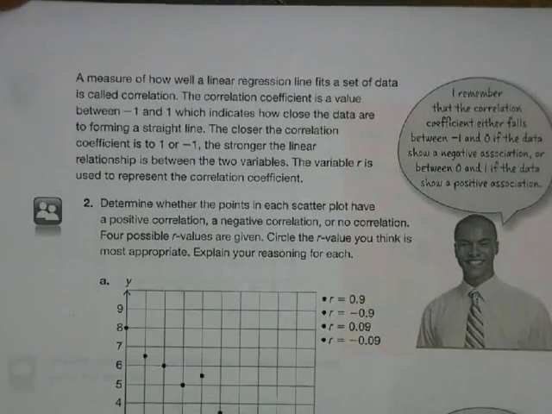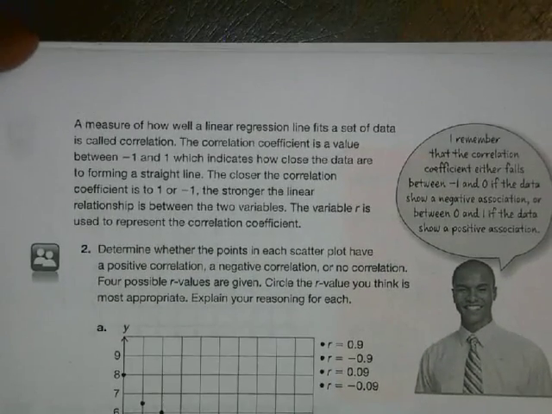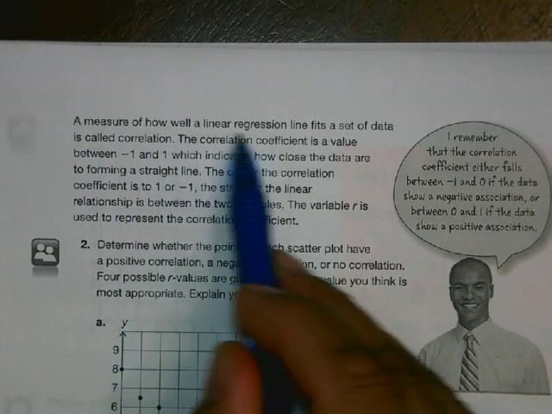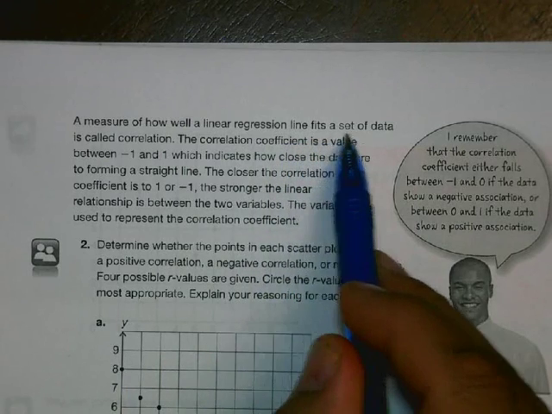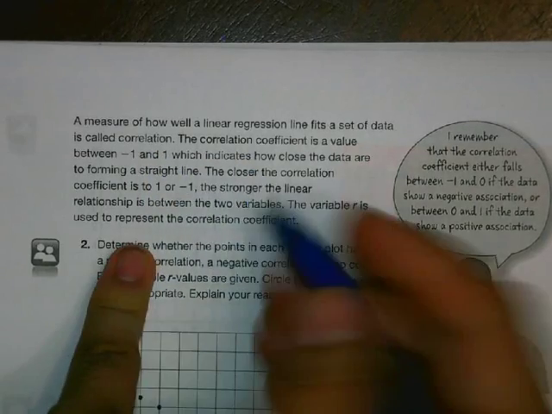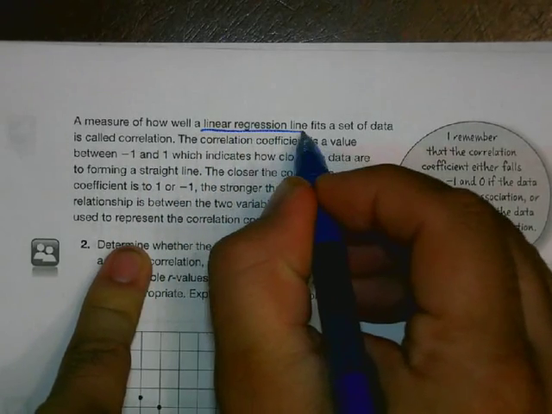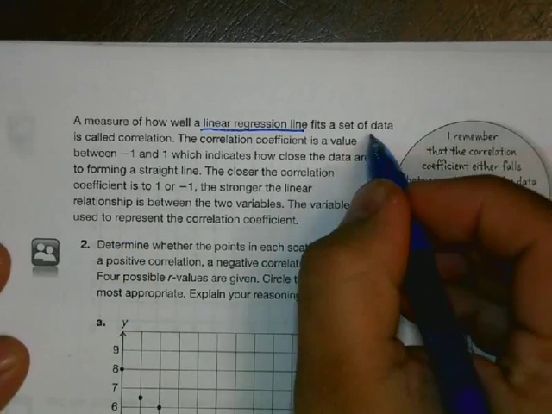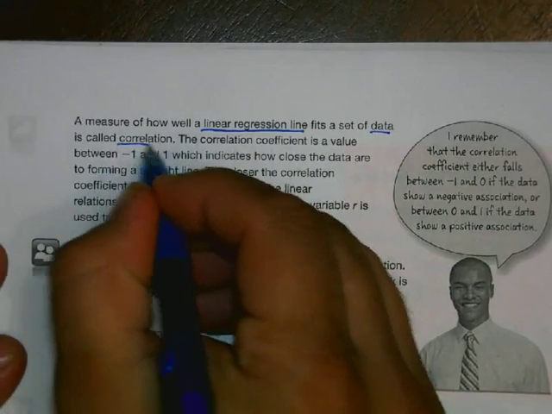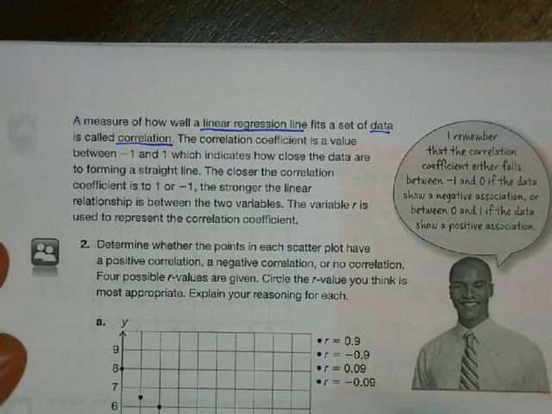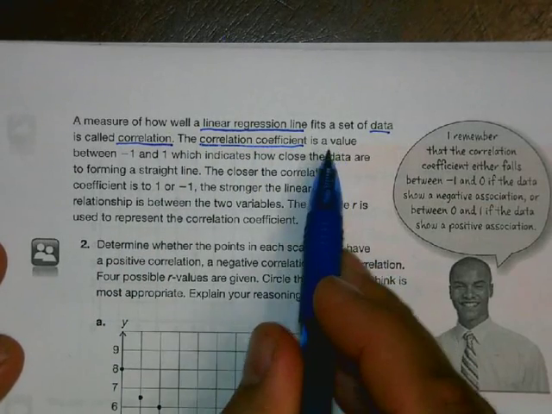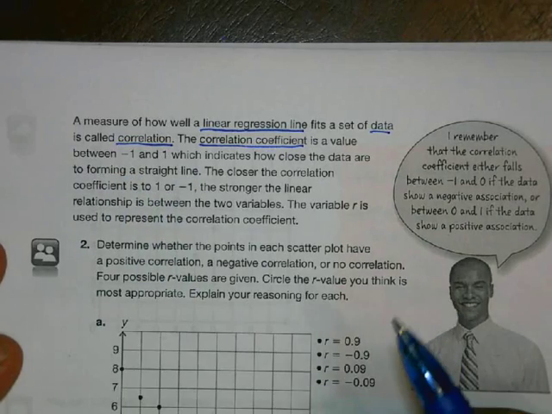That's called correlation. Now we've got something else. The correlation coefficient, that's a value, and that value is between -1 and 1. So let's just go ahead and circle that real quick. The correlation coefficient is a value between -1 and 1. That's important. You want to remember that. Which indicates how close the data are forming to a straight line. So the closer the correlation coefficient is to a positive one or a negative one, the stronger the linear relationship is between the two variables.